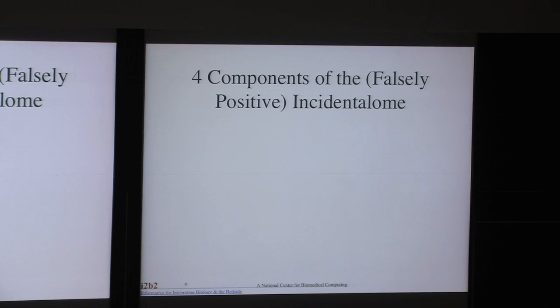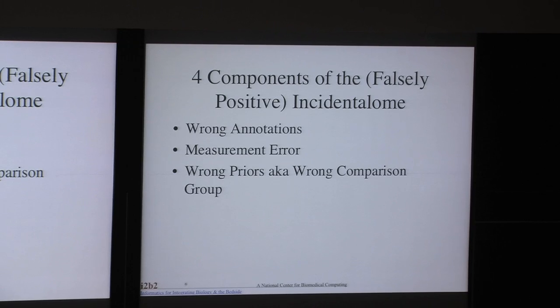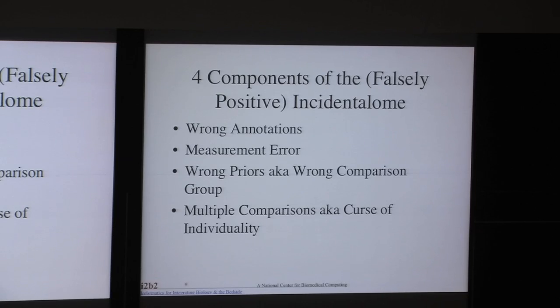And so I'm going to argue that there are 4 components to the falsely positive incidentalome: wrong annotations, measurement error, wrong priors or the wrong comparison group, and multiple comparisons, which is essentially the curse of individuality. For each of these 4, I'm going to tell you there are ways to address this, and I am very optimistic about our future of individualized medicine. But we really have to be honest with ourselves about how we are going to address this.